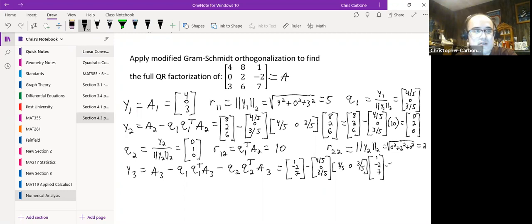Minus q sub 2, so 0, 1, 0, times its transpose, 0, 1, 0, times a sub 3, which is 1, -2, and 7.